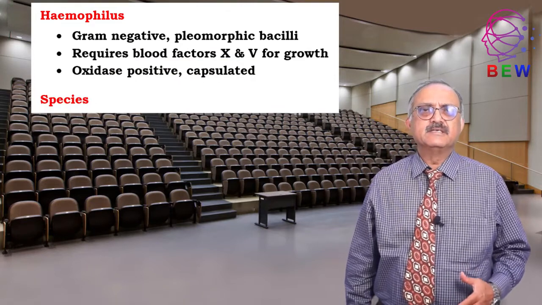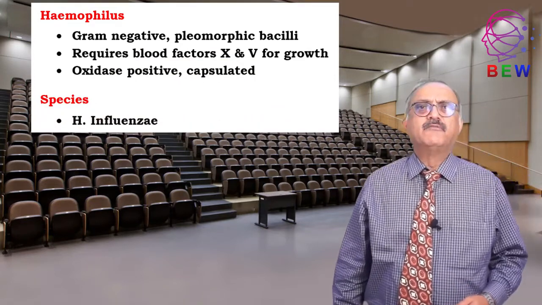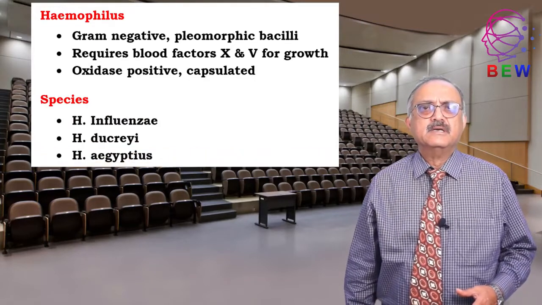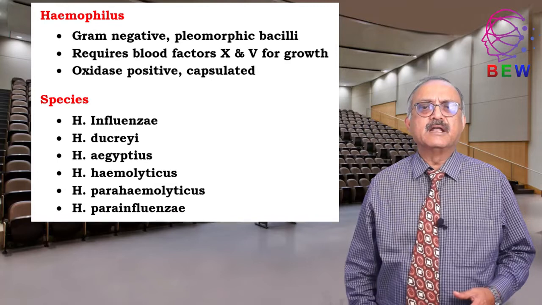The various species in the family include Hemophilus influenzae, Hemophilus ducreyi, Hemophilus aegypticus, Hemolyticus, Parahemolyticus and Parainfluenzae.